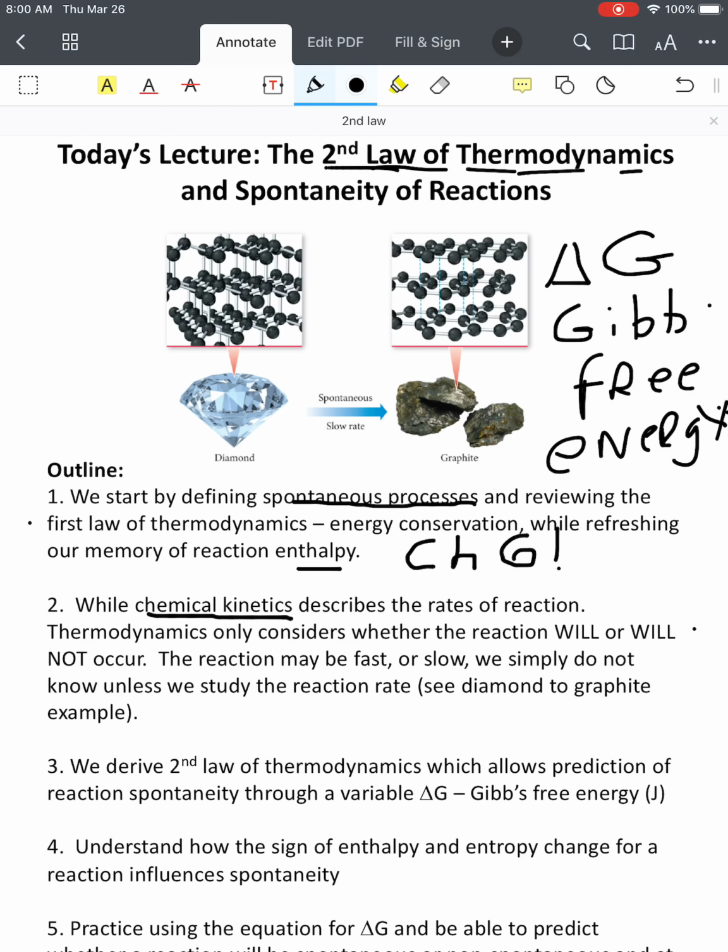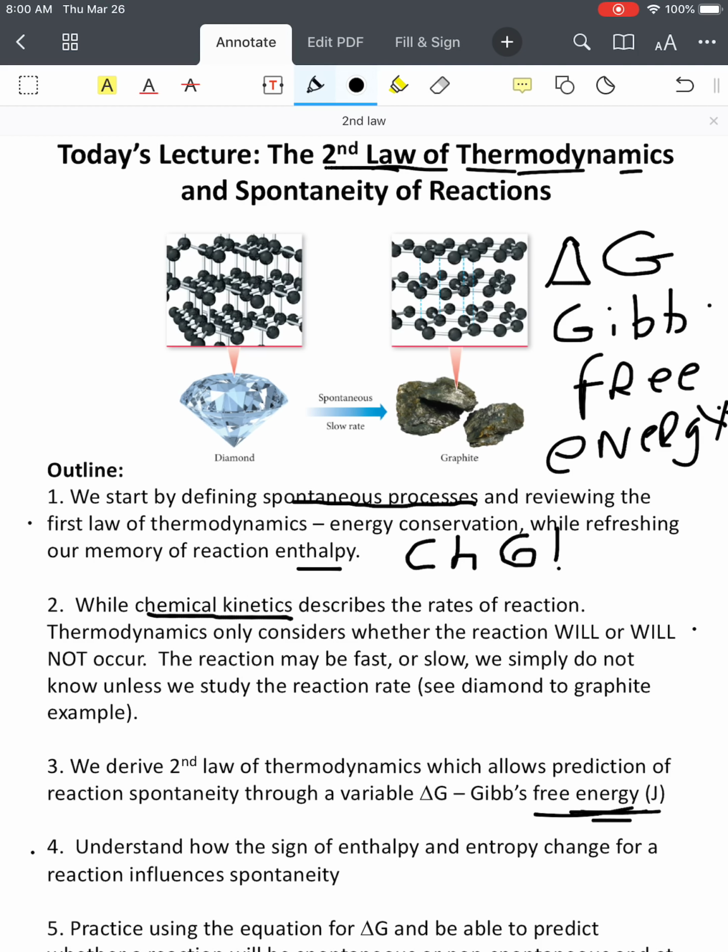We'll then do a relatively simple derivation for the second law of thermodynamics, which is going to allow us to come up with this equation for delta G, the Gibbs free energy change. Gibbs free energy is going to have the units of joules, but the power of this delta G variable is it tells us whether a reaction will occur. So it's actually quite interesting. And we're going to talk a little bit about enthalpy and entropy changes for a particular reaction and how that influences this value of delta G, how it influences the reaction's spontaneity.